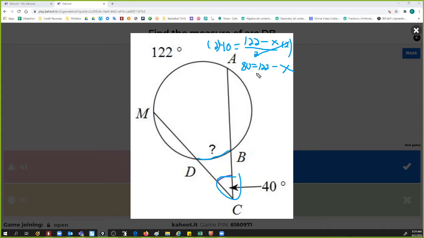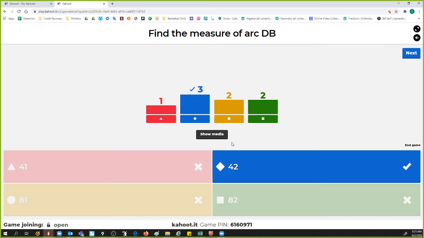80. You could, but I would do the 122 because we're trying to get the x by itself. So if you did that, you would get negative 42 is equal to negative x. But wait, there's more. If I want to get rid of the negatives, I just multiply both sides by negative 1, so we get 42 is equal to x. So then, come back here, and that was the blue 42.